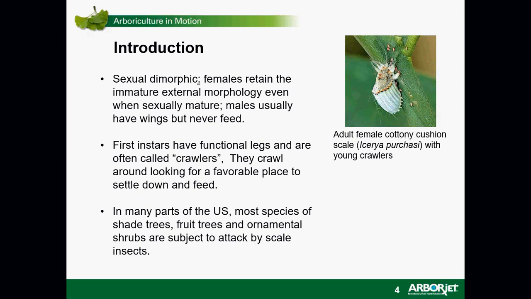The first instars of scales, once they hatch from their eggs, are called crawlers. They have functional legs that allow them to crawl around looking for a favorable place to settle down and feed. There are many, many different scale species, and pretty much all trees, shrubs, ornamentals, even organic or agricultural crops are attacked by scale insects.